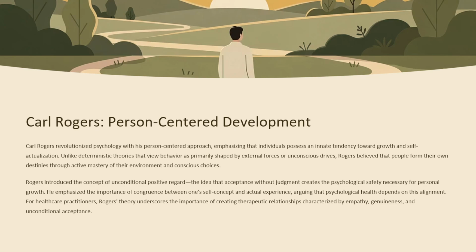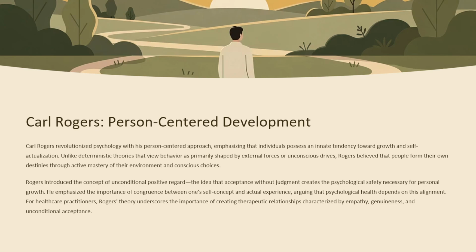Carl Rogers. Now, Carl Rogers believed that people have an innate drive to grow and improve. He emphasized the importance of unconditional positive regard, which means accepting people without judgment. In healthcare, this translates to creating a safe, supportive environment where patients feel heard, respected, and empowered.